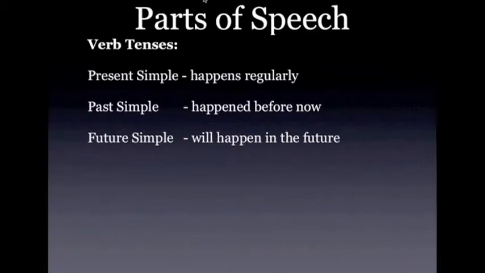Now we're going to talk about verb tenses. Verb tenses are the different ways that verbs are used. Present simple is something used that happens regularly. Past simple is something used that happened before now. Future simple means that something will happen in the future.